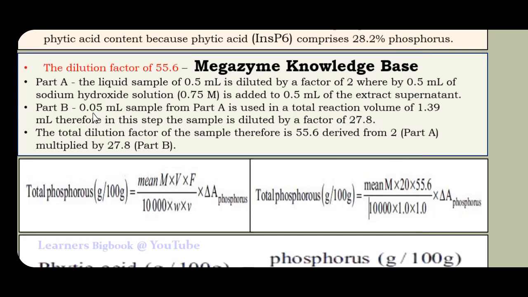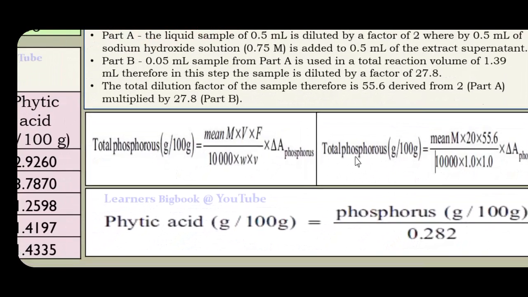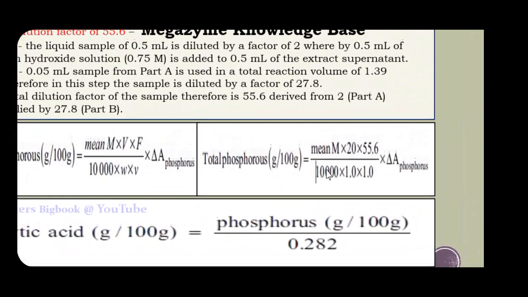How will it be calculated? You are going to divide the 1.39 value by 0.05 value, so you will get the value of 27.8. Now here already the dilution factor will be of twice, that is the 2. This particular value of 27.8 will be multiplied by 2, and further you will get the value of 55.6. So this is going to be the dilution factor.